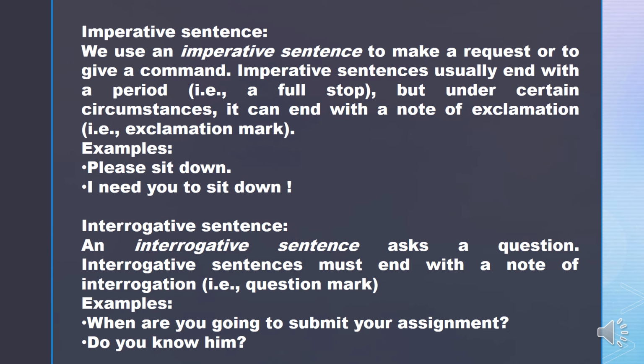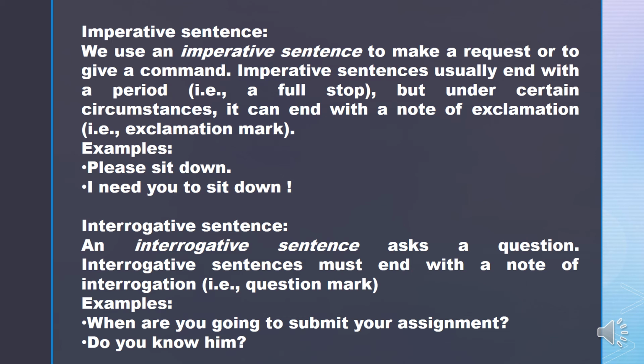Imperative sentence. We use an imperative sentence to make a request or give a command. Imperative sentences usually end with a period or a full stop, but under certain circumstances, it can end with a note of exclamation, that is, exclamatory sign. For example, please sit down. In this sentence, we find there is a request. I need you to sit down now. That is a command.